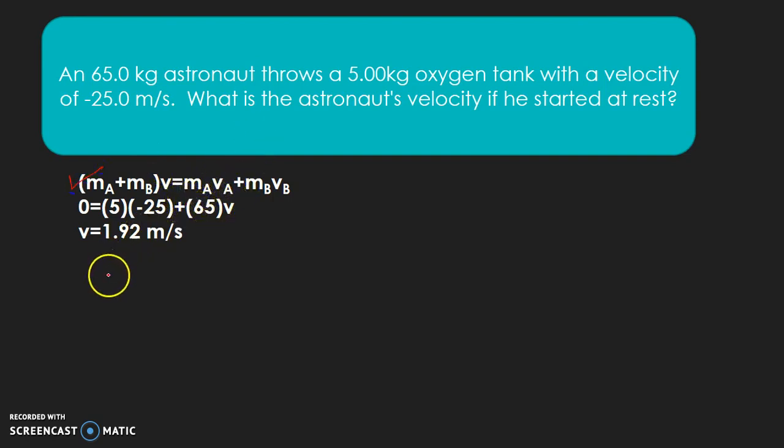So then we plug in what we know. Since the astronaut is at rest, because it states here, we know that the initial side over here is going to be 0 because of this velocity, so it doesn't matter what the mass is, it's going to be 0. So that's where the 0 is coming from. And then we're going to plug in what we know. So the object A, which would be the oxygen tank in this situation, would be 5 for the mass times the velocity, which is negative 25. Don't forget the negative, it's important.